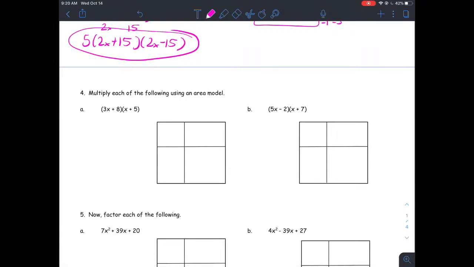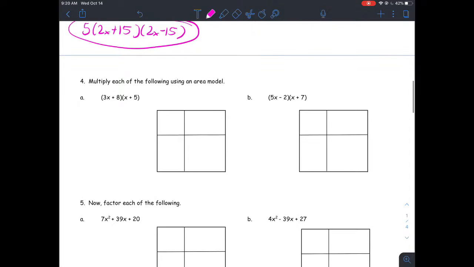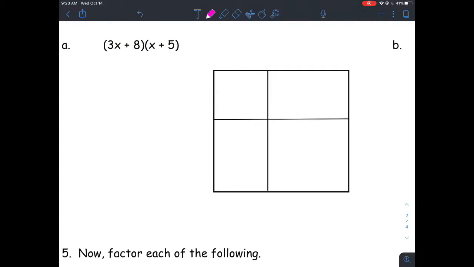All right, so let's go ahead and try this one. It says multiply each using the area model. So again here, if you decide to just do foiling, where you distribute each term, I'm fine with that. You don't have to use the area model, but it's good to know how to use the area model. So go ahead, try it out, multiply out this binomial.